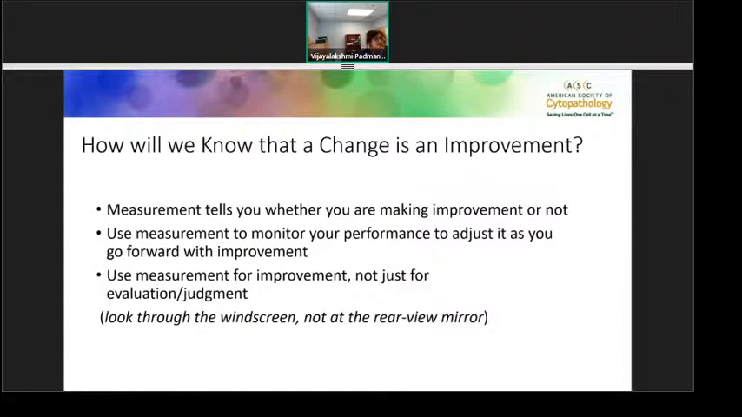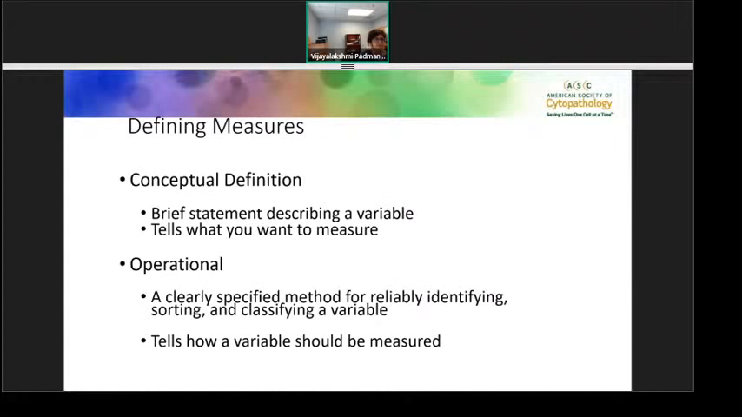Now, how do you know? You have to measure to know that your change is an improvement, right? And you really don't want to use your measurement as a rear view mirror. You want to look through the windscreen and use it to look forward, not to evaluate or judge. Now, there are two major measurement definitions. One is the conceptual definition and the other is the operational definition. The conceptual definition is a brief statement about what it is that you want to do. The operational definition gets into the nitty-gritty and gives you a very detailed idea about what, how, and so on is going to be measured.